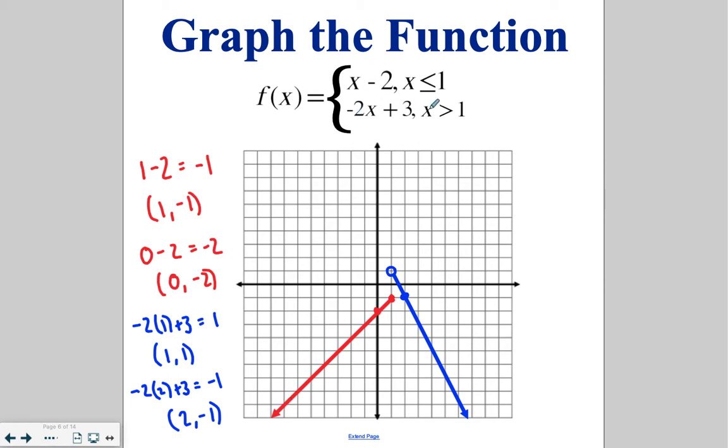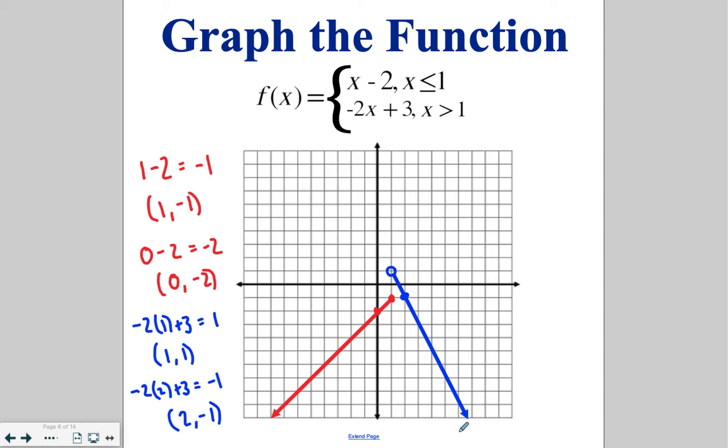For the second one, I've got plugging in 1 first. That's going to give me the point 1, 1. That's going to be an open dot because there's no equal to part. And then I need something bigger than 1 to plug in. So I'm going to plug in 2, which gives 2, negative 1, get that second dot, and drawing your line through that.